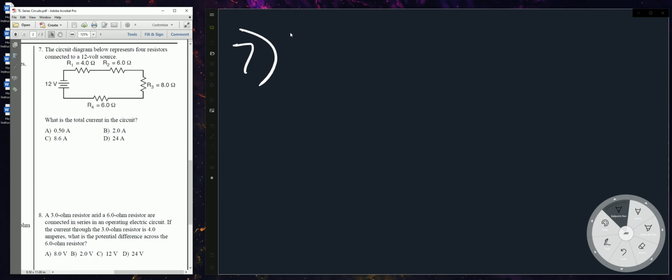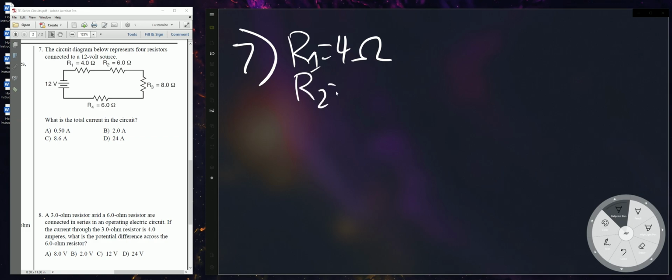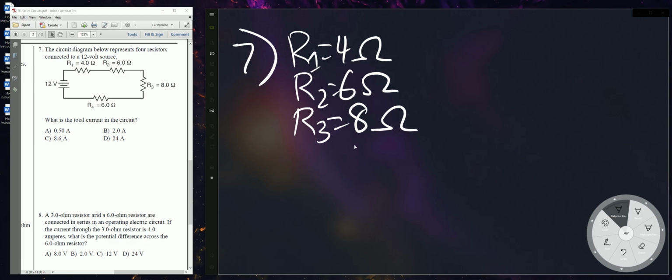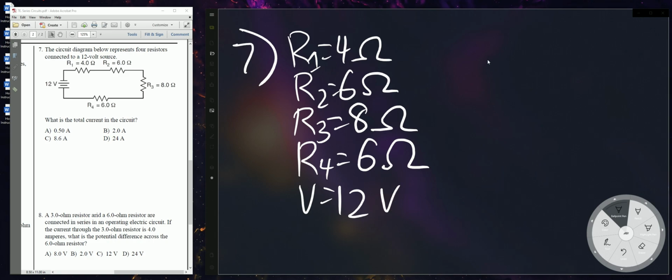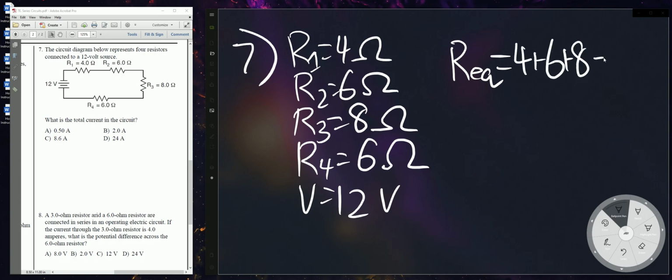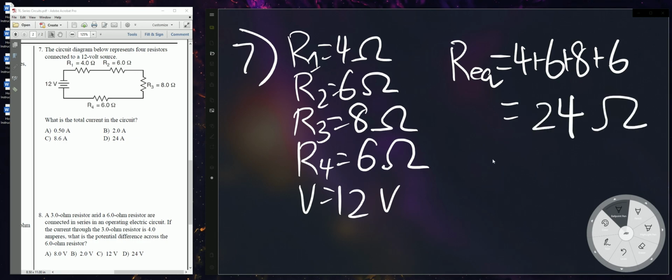What's the total current in the circuit? So you have 4 resistors. R1 is 4 ohms, R2 is 6 ohms, R3 is 8 ohms, R4 is 6 ohms, and voltage is 12 volts. You want your total resistance first. So 4 plus 6 plus 8 plus 6 is going to give you 24 ohms.